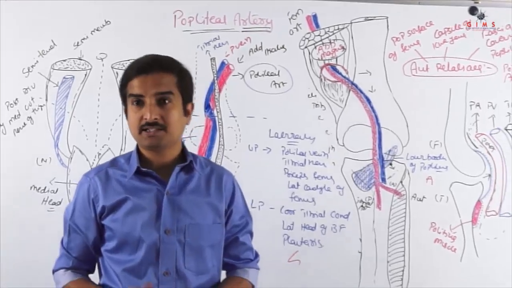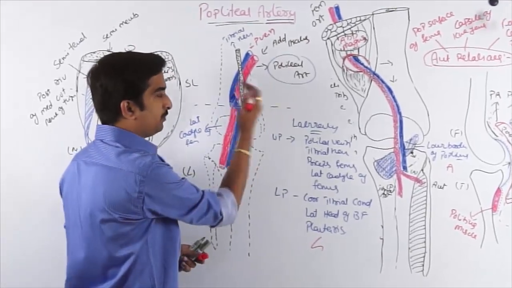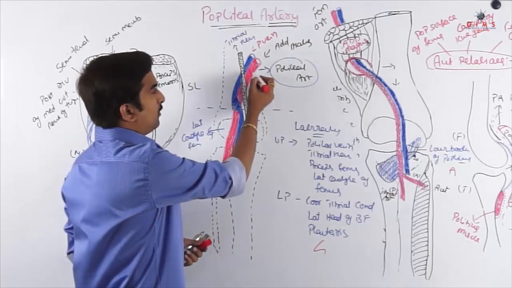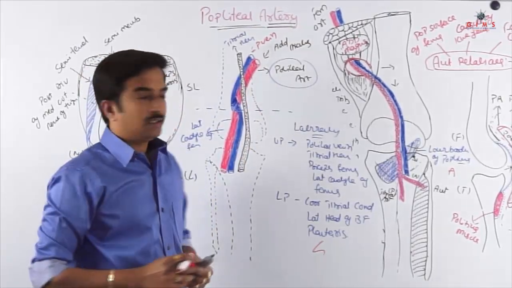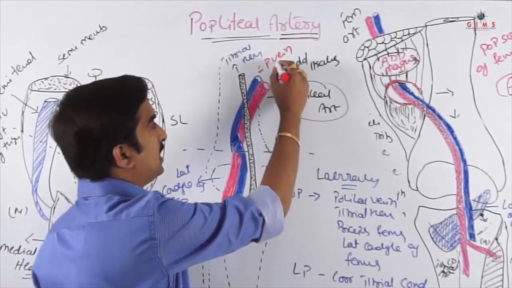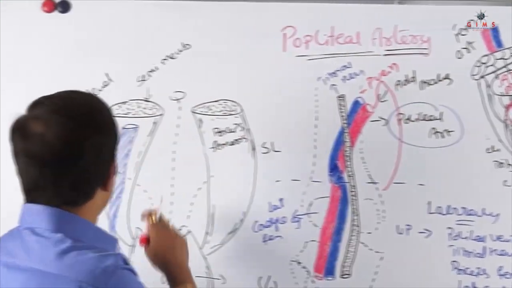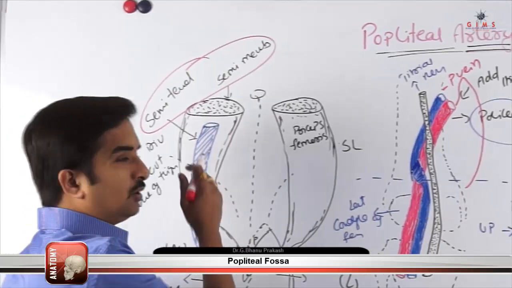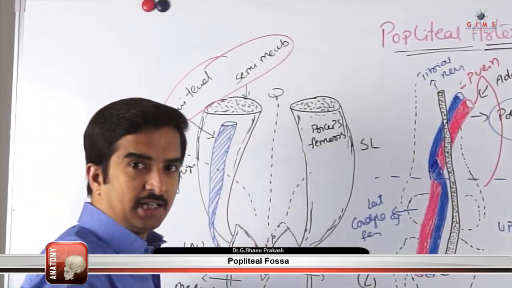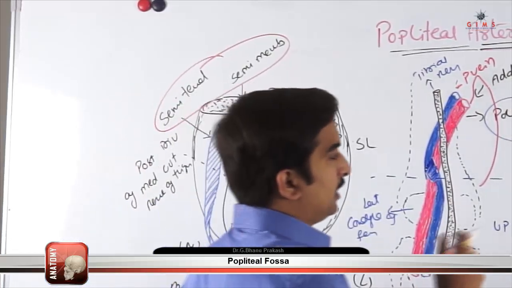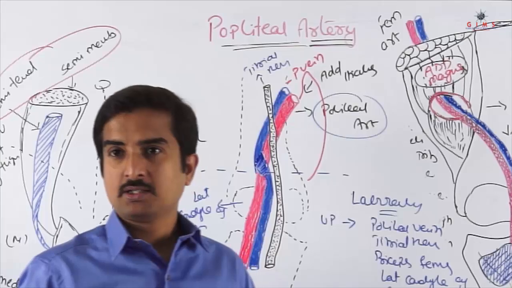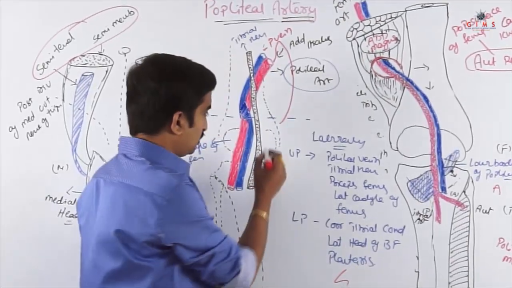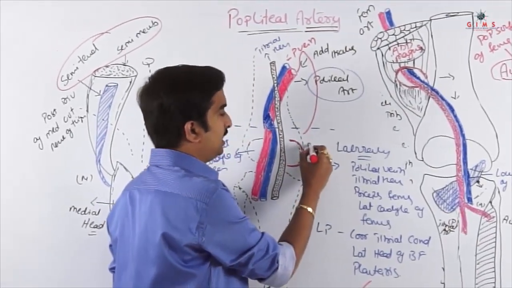Next, what are the relations which are present medially? So we will study the medial relations. In the medial relations also there is the upper part as well as the lower part. What are the medial relations in its upper part? In the upper part, it is related to the semimembranosus and semitendinosus, which form the supramedial portion of the popliteal fossa, right? In the upper medial part, it also relates to the corresponding condyle of the femur, that is the medial condyle of the femur.